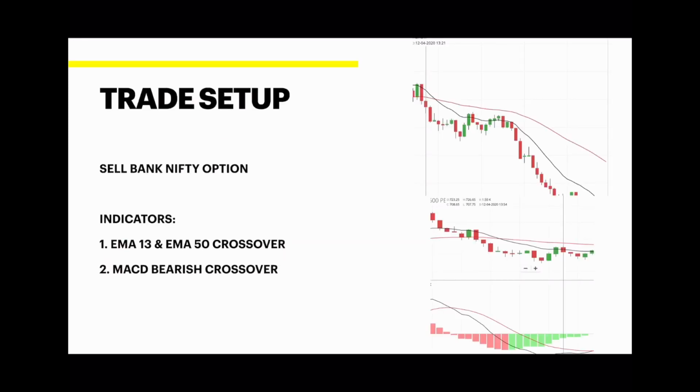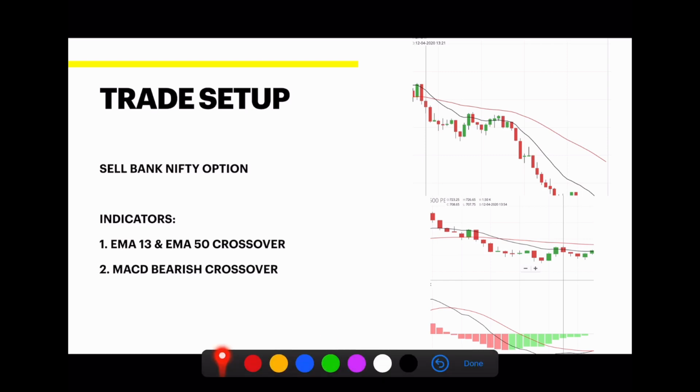In this video, I'm going to teach you how to do scalping in Bank Nifty options so that you can get the maximum profit within a few minutes. So let's get started. The trade setup will be like this. We will be selling the Bank Nifty options.